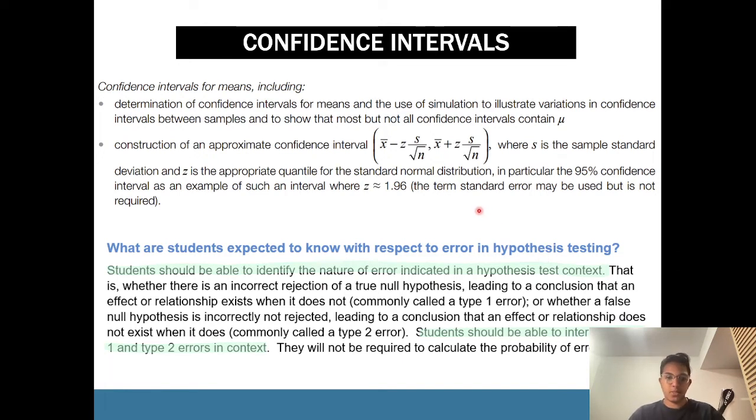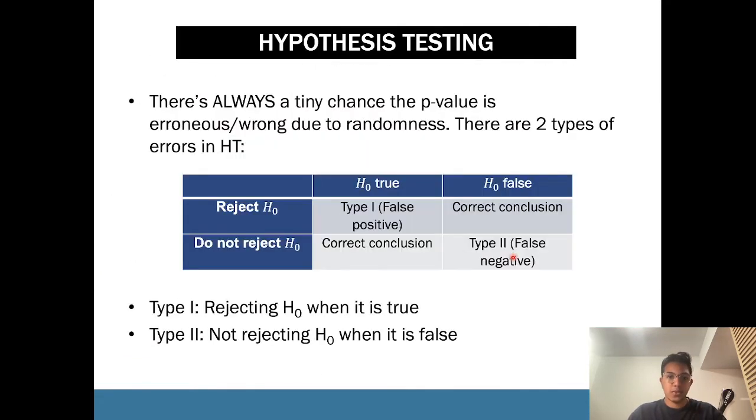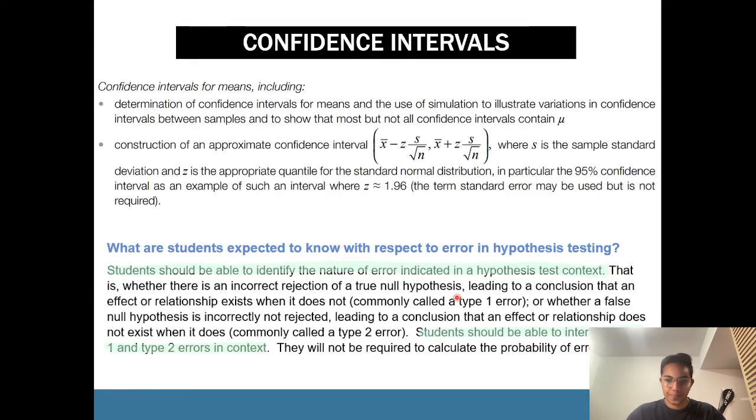So with errors, this is from your study design. Students should be able to identify the nature of an error indicated in a hypothesis test context. So in a context, you want to be able to apply this table. This is effectively what they're saying. And you should be able to interpret type 1 and type 2 errors. Most of the time, you're not asked to calculate the probability of the error directly. I think last year they just kept pushing you in the right direction to calculate a type 2 error, but you're never actually asked to calculate it. Though in my SAC for school, they did get us to calculate it. So, alrighty, cool, nice.